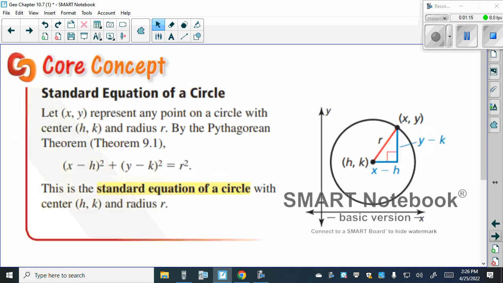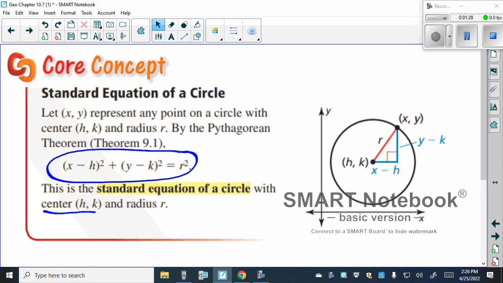Now, if the circle's center is not at the origin, we're going to use this formula here. x minus h squared plus y minus k squared is equal to r squared, where the center is the point h comma k, and the radius of the circle is r.